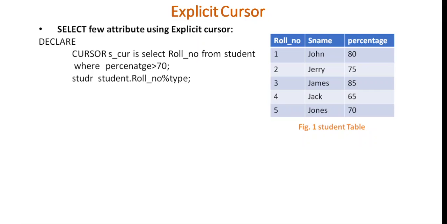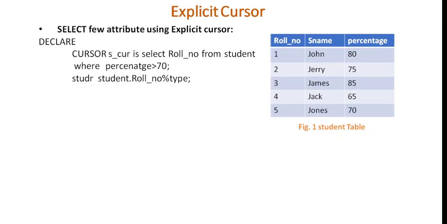Now see, the declaration of the std variable is different from the previous program. Here my declaration is student.roll_number%TYPE. Here I only want to select roll number. I don't want to select all attributes. So I have written student.roll_number%TYPE, which means whatever is the data type of the roll number attribute in the student table, assign that data type to the std variable so that the std variable can hold only the roll number.